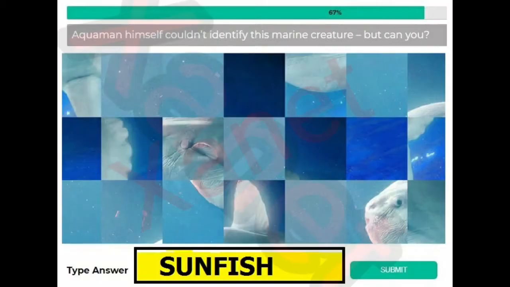Similarly, for version 2 of this question, if you find this sort of image, you can see here, then your answer is sunfish. S-U-N-F-I-S-H, sunfish.